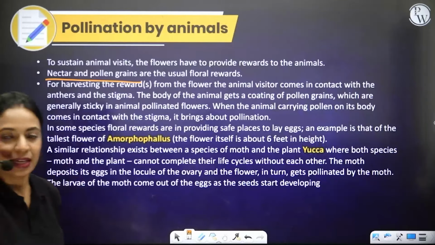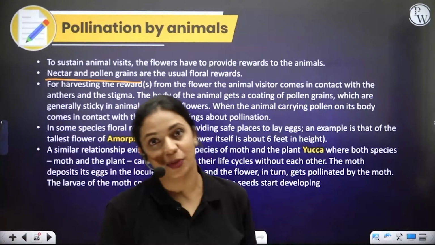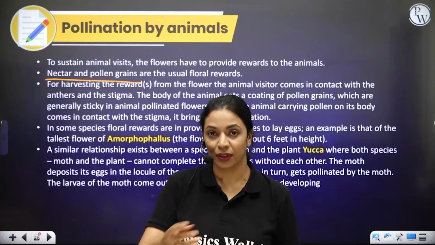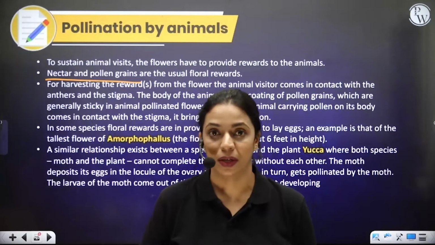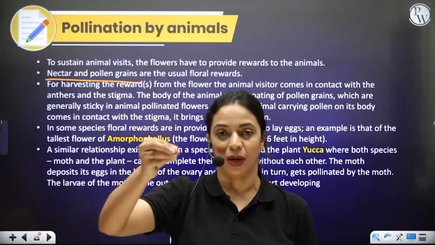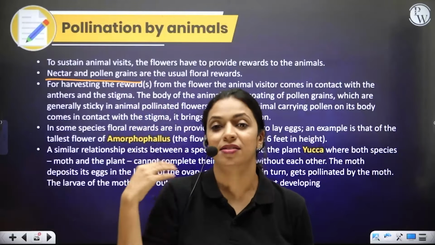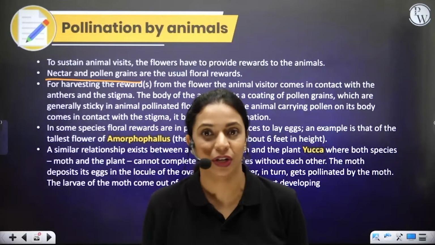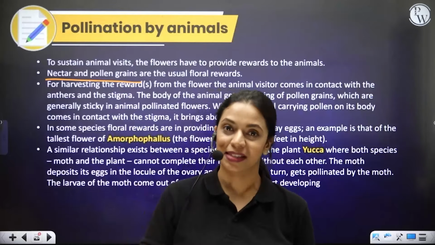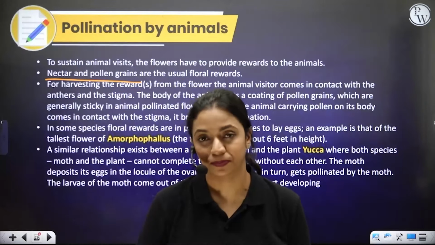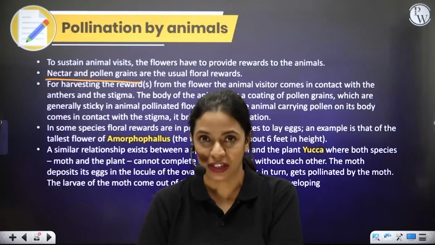What happens is, insects, in order to suck the nectar from the flower or in order to take the pollen grains from the flower, will visit the flower. Once it visits the flower, the pollen grains that are produced in the flower will be dusted on the back of the insect or on the body surface of the insect. Usually the pollen grains that are produced by insect pollinated flowers are sticky in nature. So it will stick to the body of the insect.